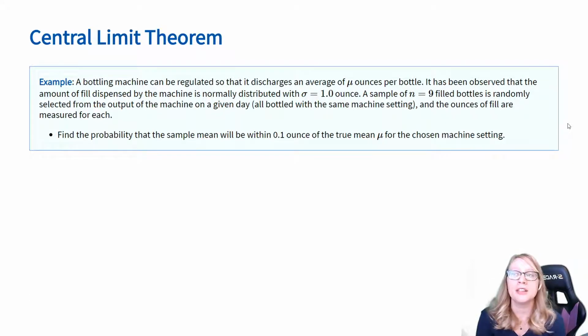Now let's take a look at some other examples. We have a bottling machine that is regulated so that it discharges an average amount of mu ounces per bottle. We've observed that the amount of fill dispensed by the machine is normally distributed with sigma equal to 1 ounce. We're going to take a random sample of 9 bottles randomly selected from the output on a given day. Here's what we'd like to know. We'd like to find the probability that our sample mean will be within 0.1 ounces of the true mean for the chosen machine.